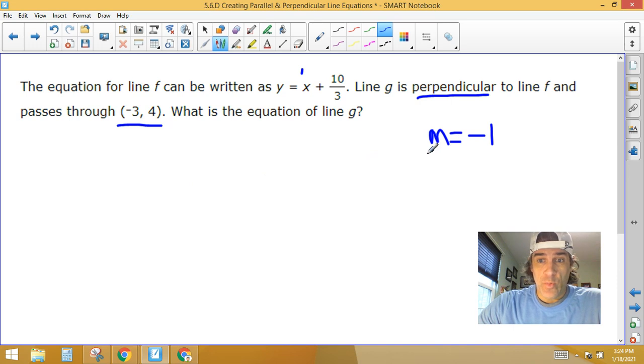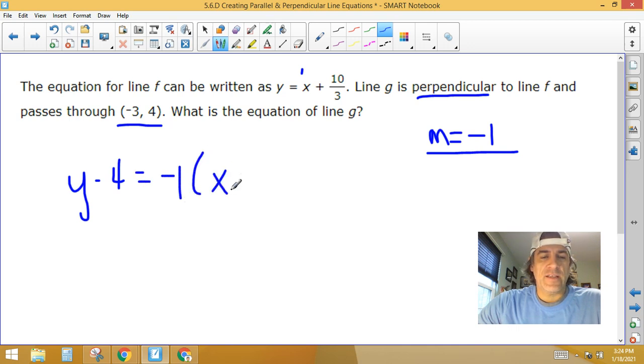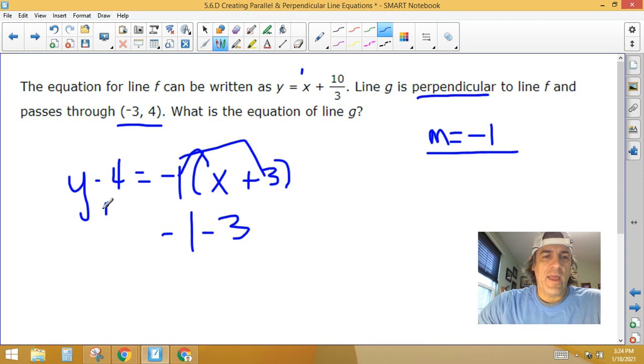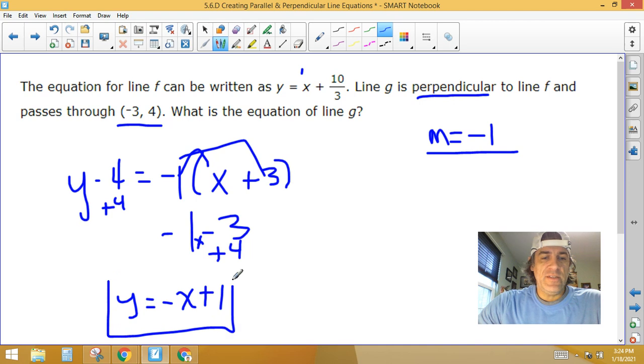So my slope is this, and it goes through this point. I'm going to set this up yet again: y minus 4 equals negative 1 times x plus 3. Distribute my negative 1, minus 3. I'm going to add 4. I forgot my x here, my apologies. I keep forgetting that. Add 4 here. So now I'm left with y equals negative 1x, which is just negative x plus 1. So this line goes through this point and is perpendicular here.